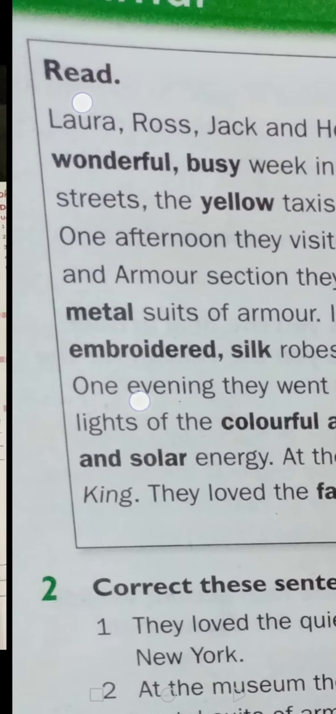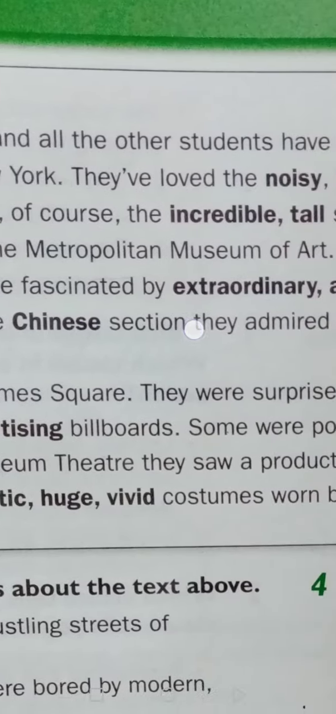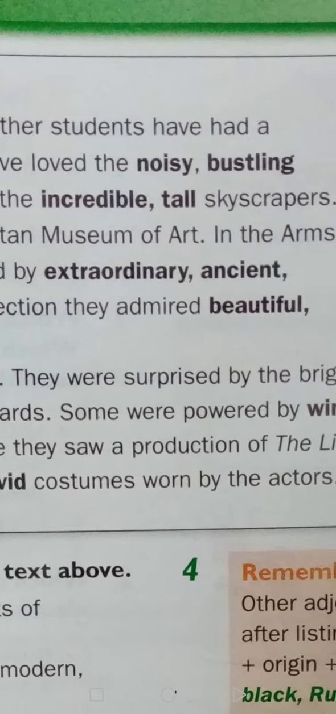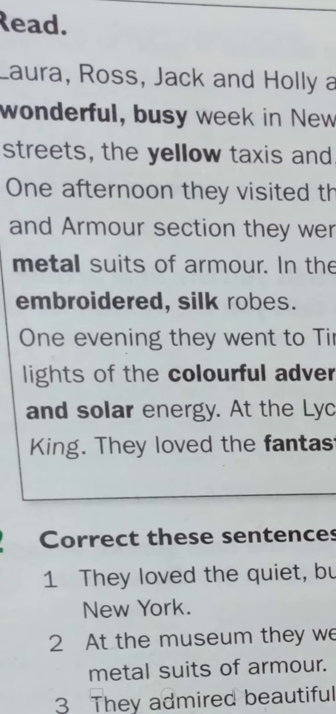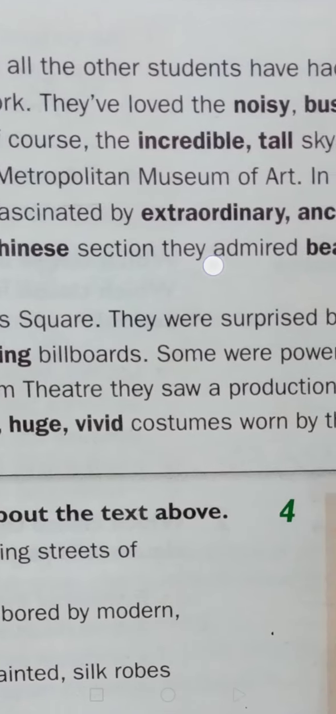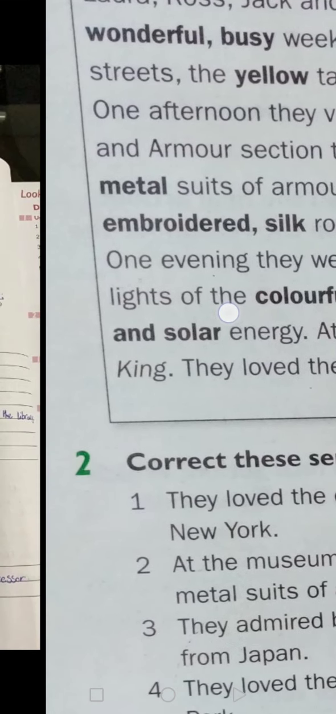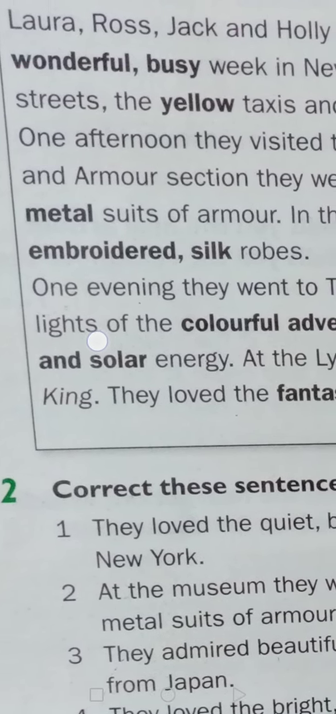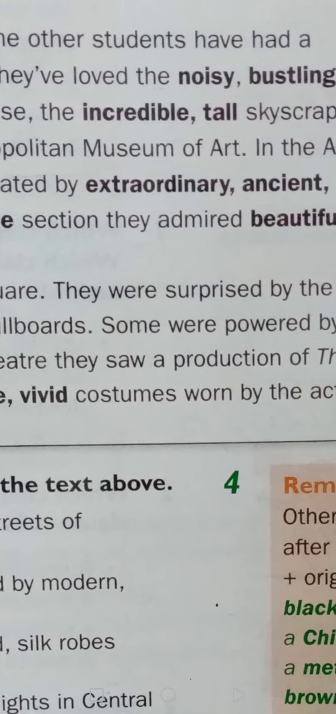For example, the words wonderful and busy are considered to be opinion. The words noisy and bustling, which means noisy here, also are considered to be opinion, آراء. Here, yellow is a color, لون. Incredible is an opinion. Tall is a size, حجم. Here, the word metal is a material, معدن. The word extraordinary is an opinion.